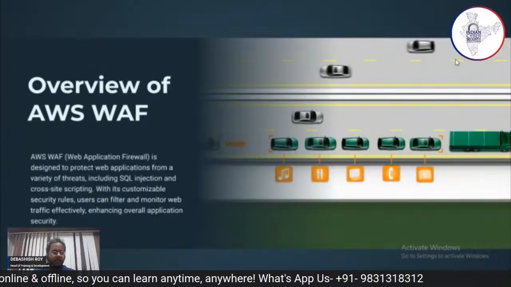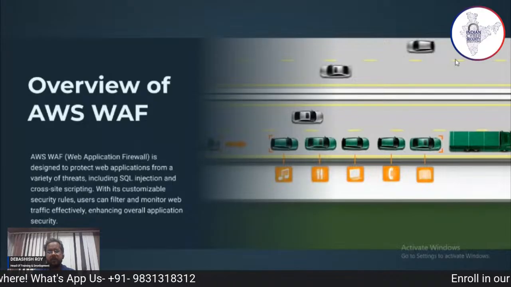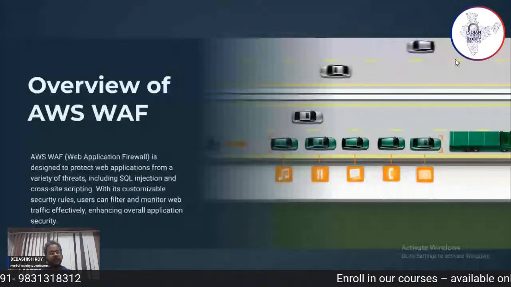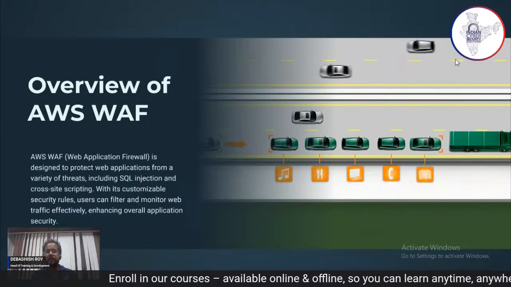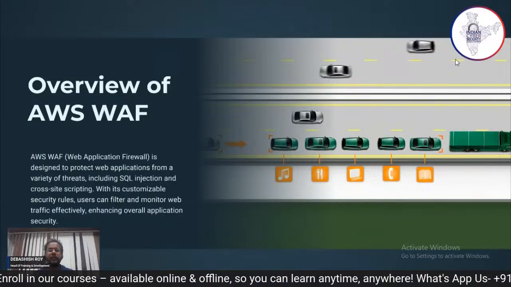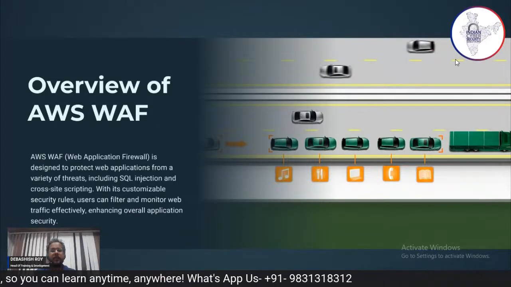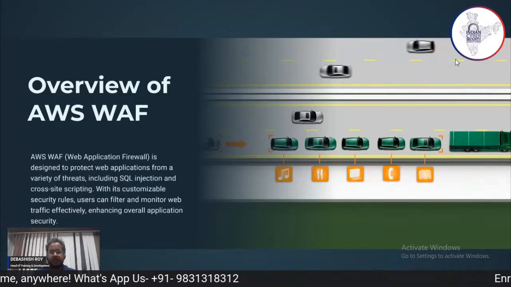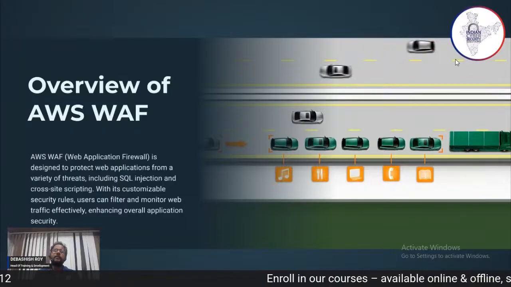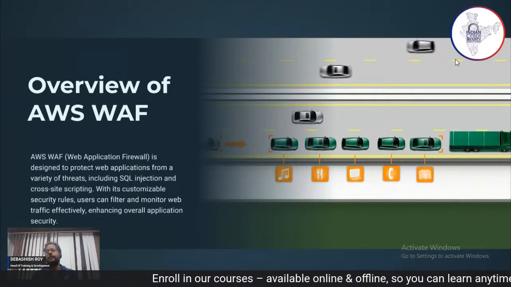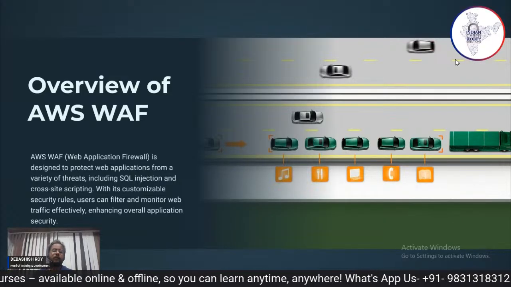So to prevent all these attacks, you have to go for the AWS Web Application Firewall. Web Application Firewall is designed to protect web applications from a variety of threats, including SQL injection attacks and cross-site scripting attacks. All these are attacks that you have to prevent from the firewall perspective. With its customizable security rules, users can filter and monitor web traffic, effectively enhancing overall application security. So if somebody is trying to tamper with your SQL table or database with some malicious code or commands, you have to protect it from that, and from any such scripting attacks, with this firewall.